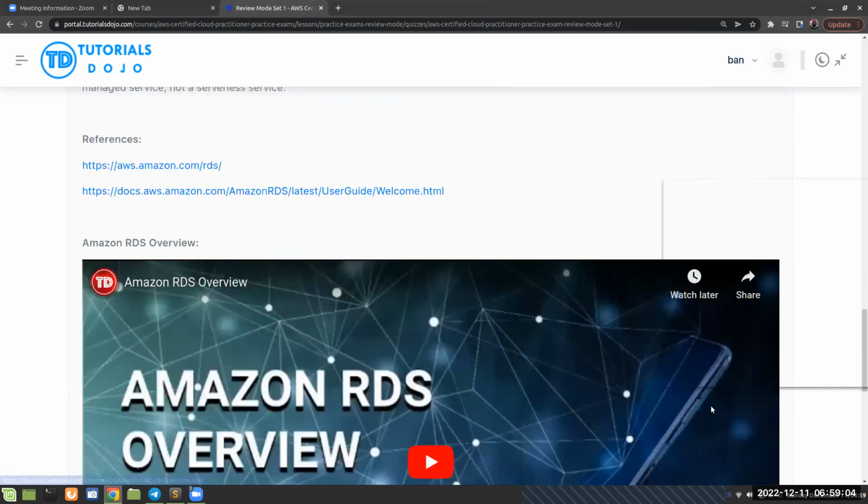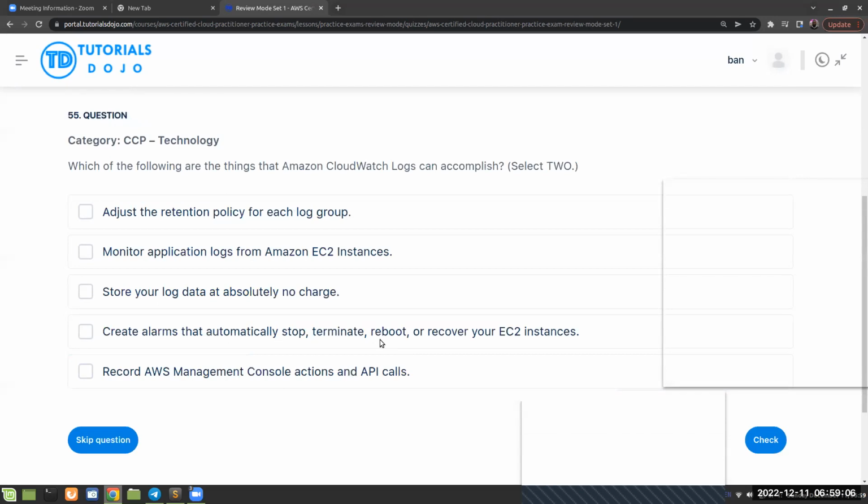Okay, so the next question is for Leslie. Which of the following are things that Amazon CloudWatch Logs can accomplish? Select two. Things that Amazon CloudWatch can accomplish.